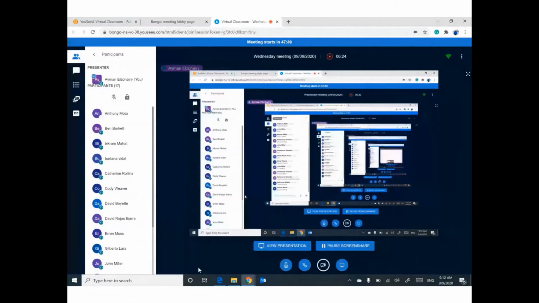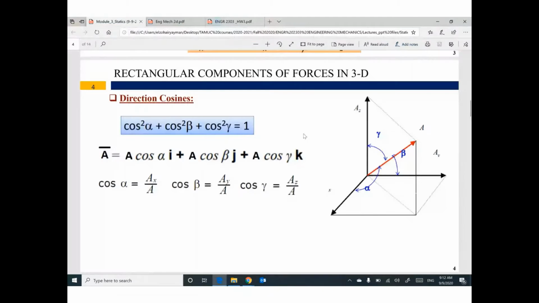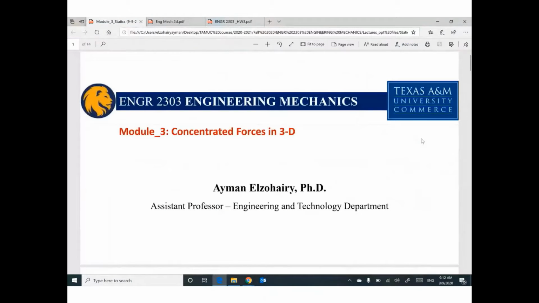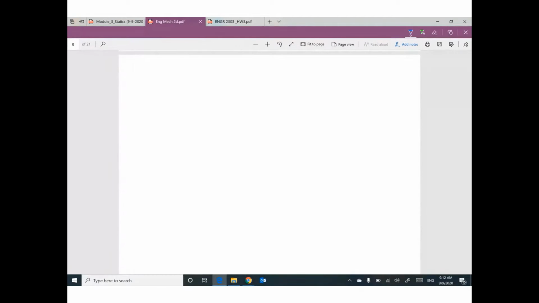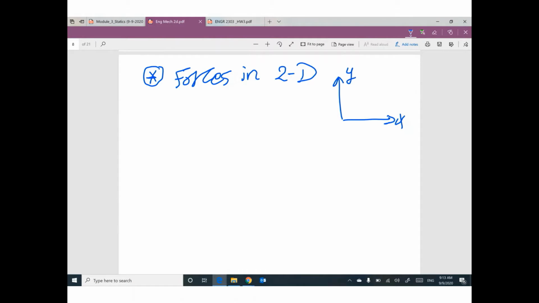Let's go back to our class today. Just one more reminder: in the first week, we covered forces in 2 dimensions. What do I mean by 2 dimensions? I mean X and Y dimension. I didn't mention anything perpendicular to my screen.